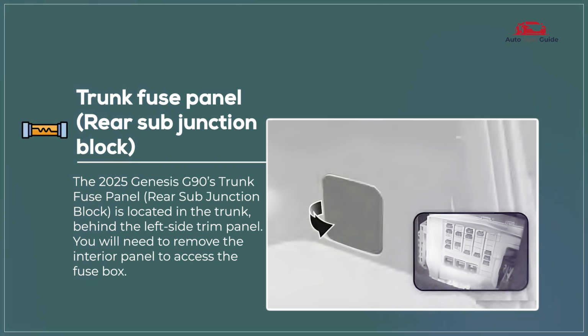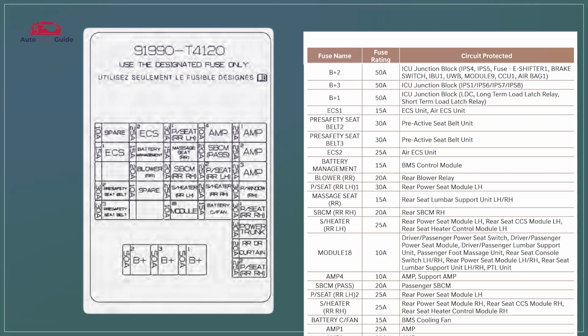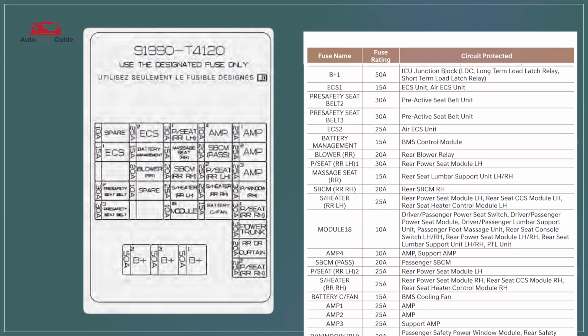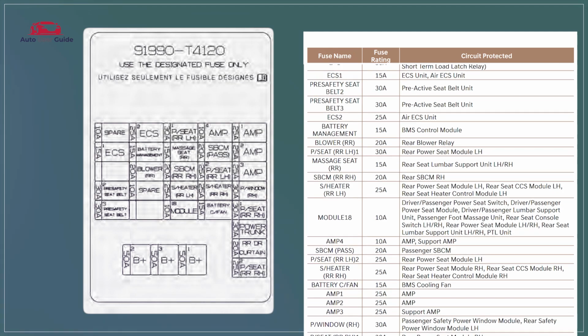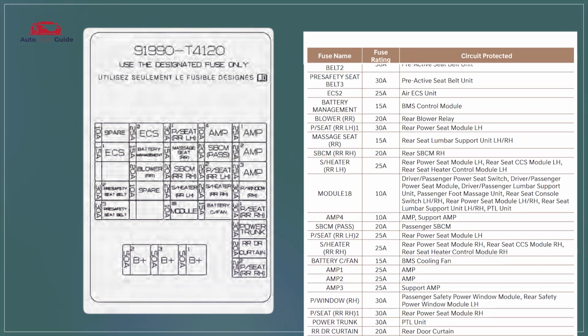Trunk fuse panel, rear subjunction block. The 2025 Genesis G90 trunk fuse panel, rear subjunction block, protects electrical components in the trunk area, ensuring proper functionality of features like lighting and power outlets.